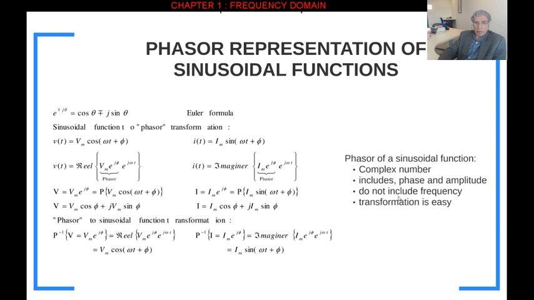Includes phase and amplitude. It does not include the frequency. The phasor does not include the frequency. Transformation is easy. So if you know the function, you can easily find the phasor. If you know the phasor, you can easily find the function.